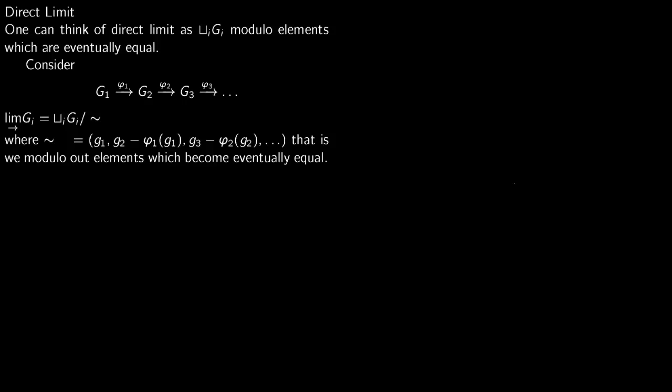Now we talk about direct limit. So this has been taken from 3F of Hatcher. You can think of direct limit as this disjoint union, and then you modulo out a certain equivalence relation.